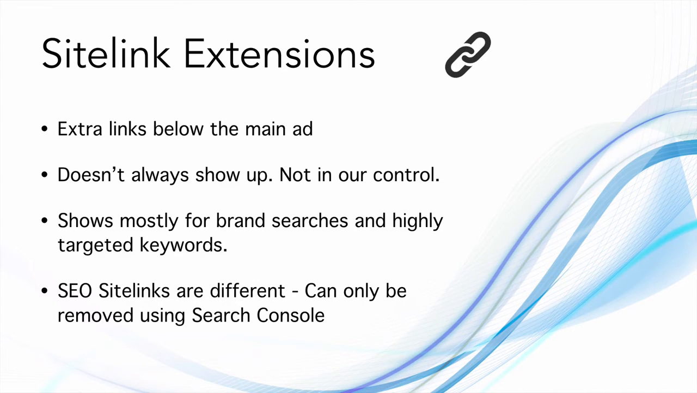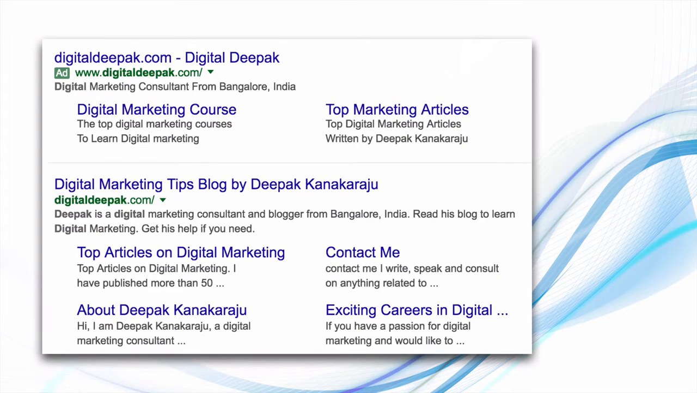Let me show you an example. On the top, you can see the digitaldeepak.com ad. This ad has 2 extensions. These are manually added by us, but it is not in our control whether these site links will show up during a search or not. Usually when someone is searching for our brand, here they are searching for Digital Deepak, these site links are more likely to show up.